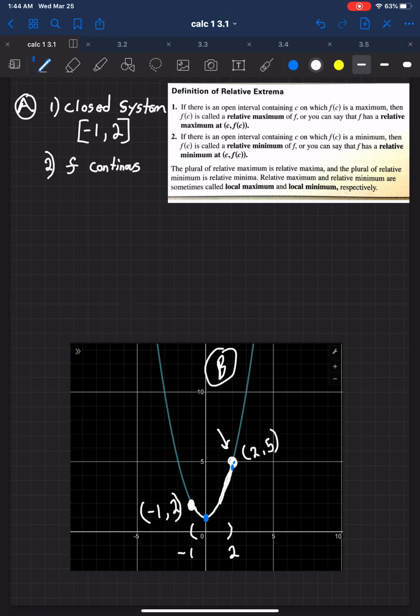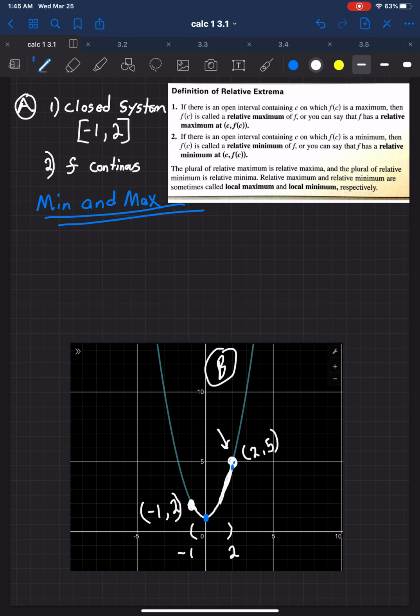All right, I could draw without ever lifting my stylus, if you will. Now, we're going to make a claim that if you have a closed system and your function is continuous, you are going to be guaranteed to have a min and a max. This is a guarantee. This is a stamp that if you meet those two conditions over some interval I, you're going to be guaranteed a minimum and a maximum.